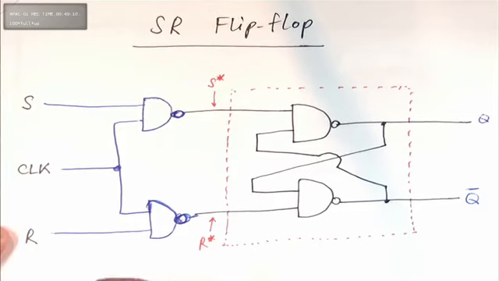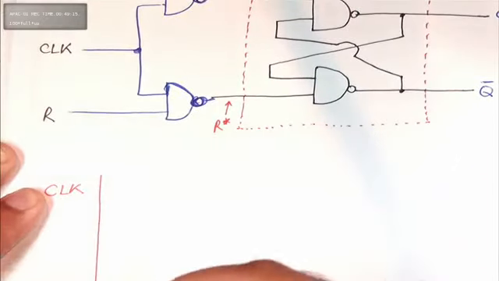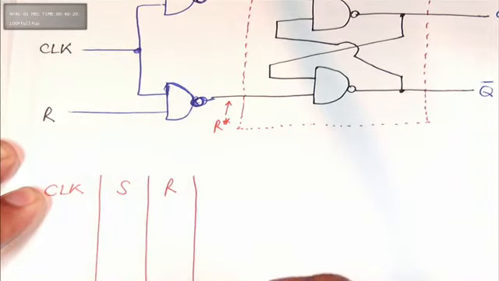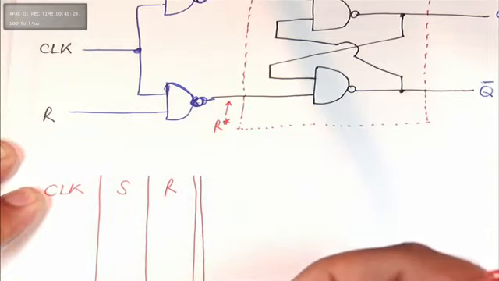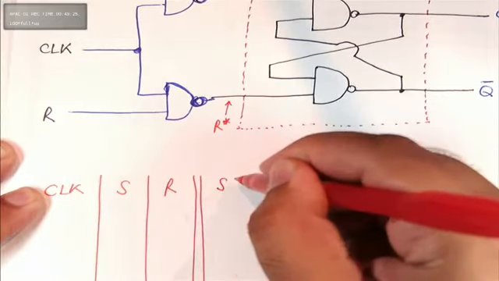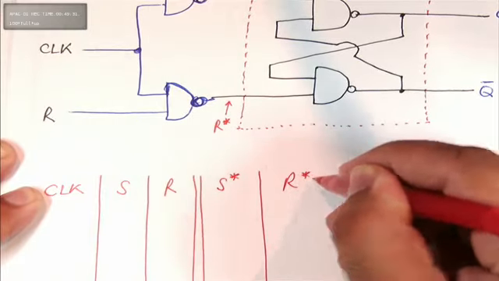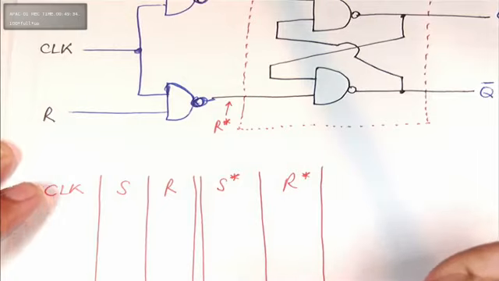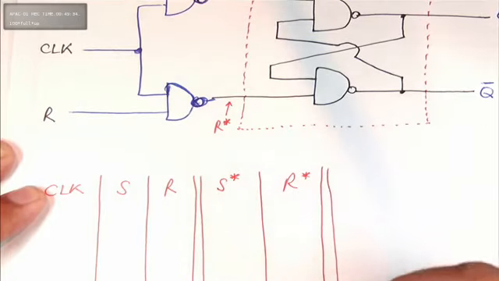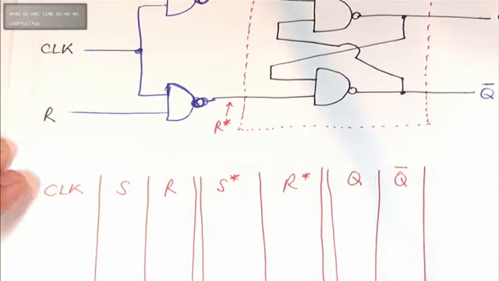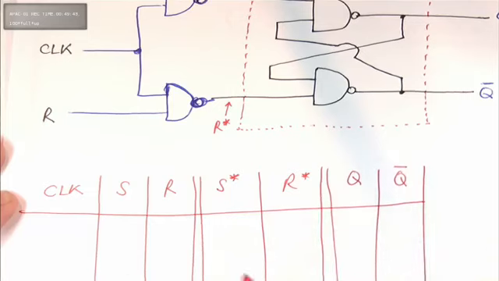Okay, so you have clock, you have S, you have R, you have S star. This is not an output, this is intermediate. This is R star. You have Q and Q bar.